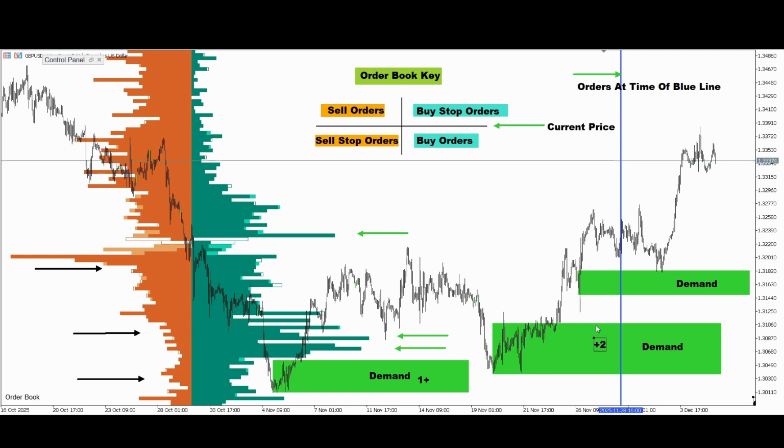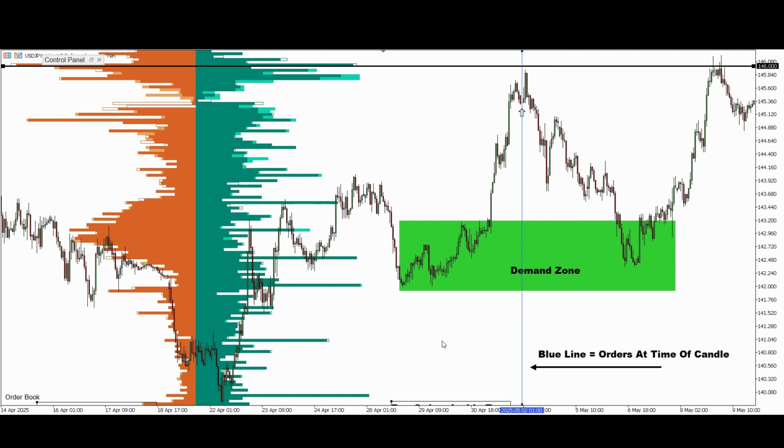Let's look at the order book in a separate panel and check where the massive orders are sitting, then see which one of our zones they confirm. This chart is a perfect example of how the Oanda order book can be used to confirm the strength and validity of a demand zone, not by guessing, but by seeing real trader positioning inside the zone. Let's look at what the data is actually telling us.